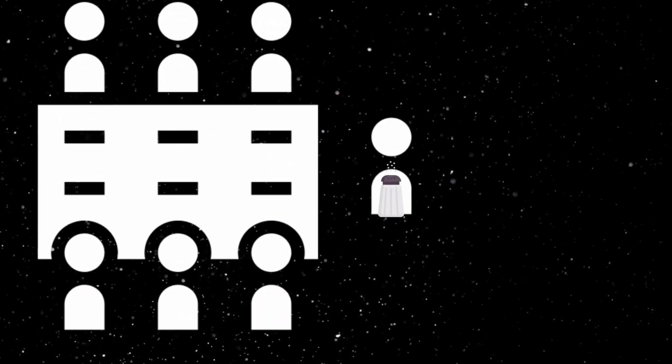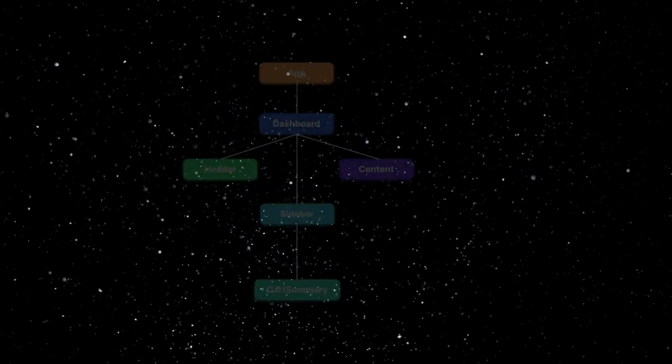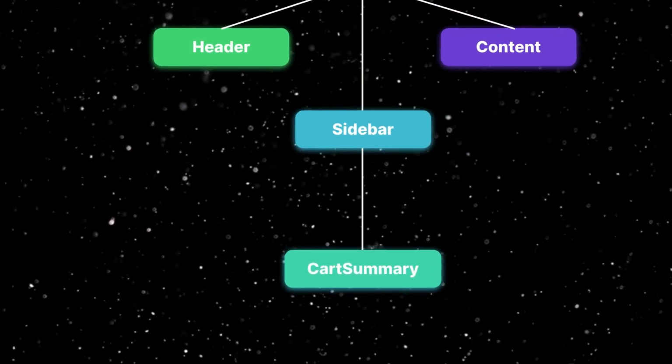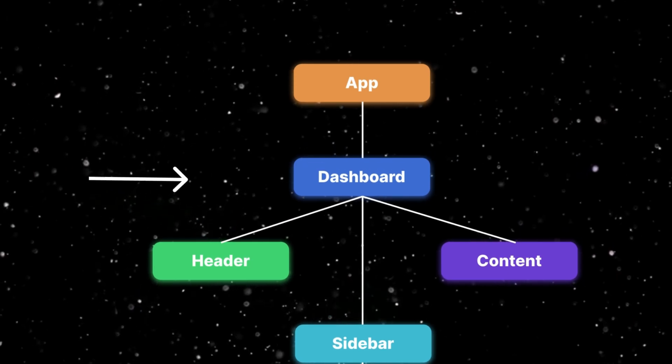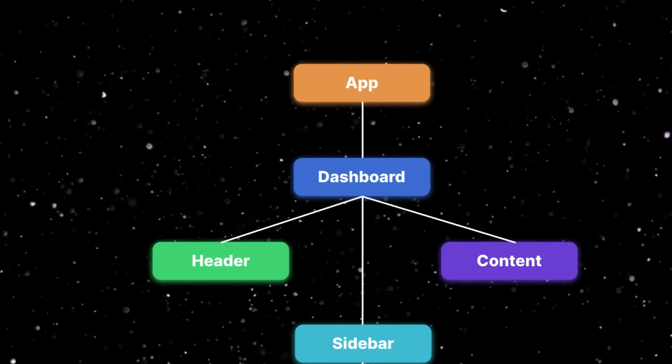Imagine you're at a big family dinner, and you're sitting at the far end of the table. You need the salt, but instead of just grabbing it, you have to ask every person to pass it down to you. It takes forever. That's kind of what happens when you pass props down through multiple components in React. Every component has to pass the salt, even if it doesn't need to.